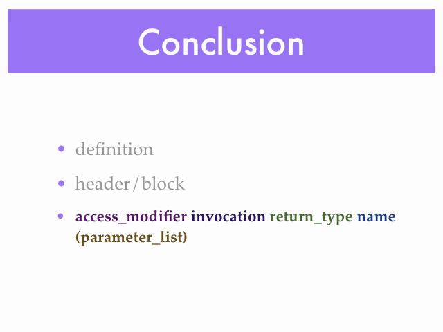So in conclusion, we see what methods are. We know that methods have this construction. They have a header and they have a block. And that header always has this construction: the access modifier, the invocation, the return type, the name, and the parameter list.